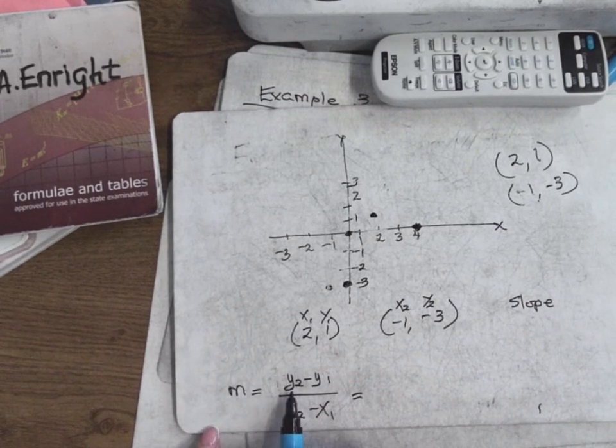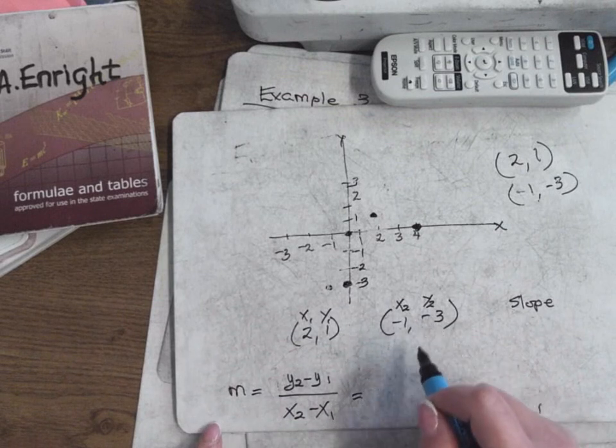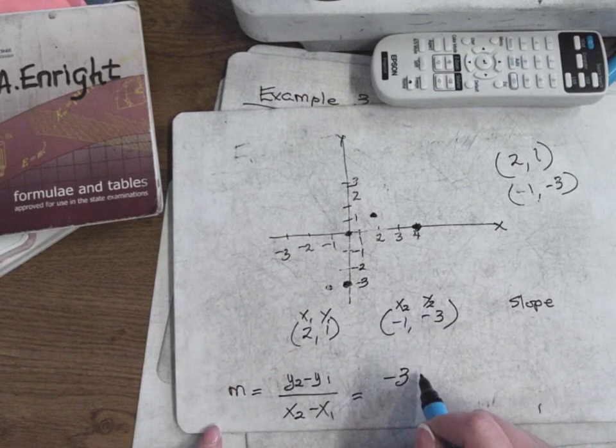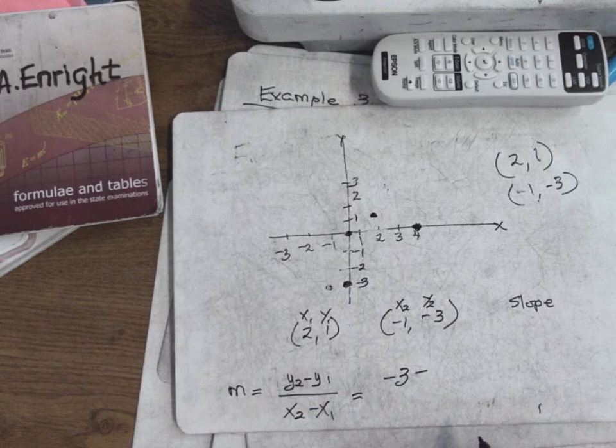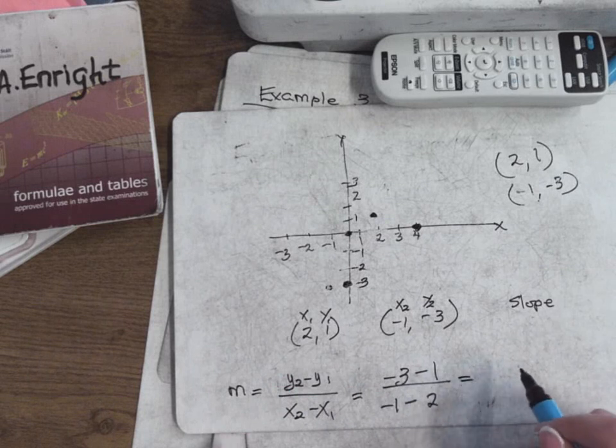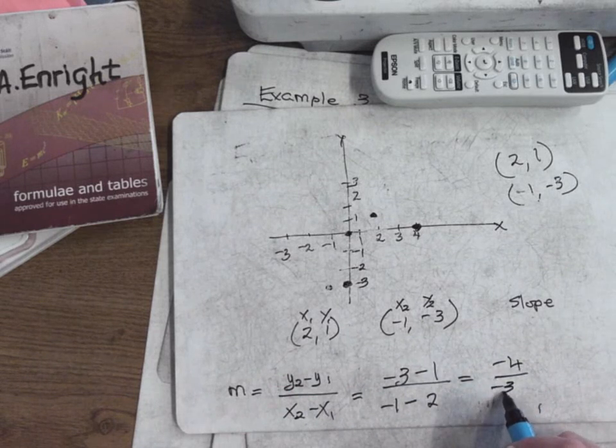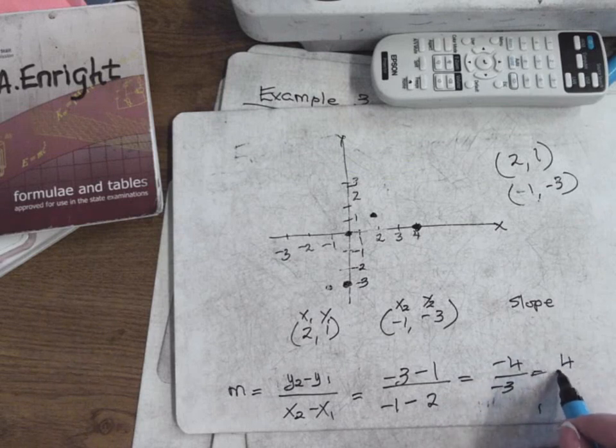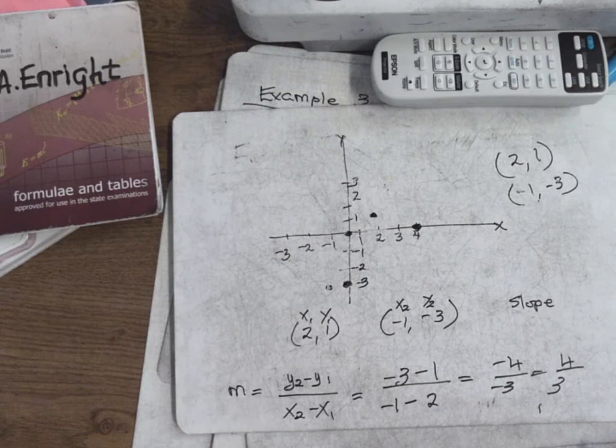Okay, fill in your formula. Y2, what's Y2? Minus 3. Then there's a minus sign. Then Y1, 1, all over X2, minus 1. Then it's a minus sign, X1, 2. Into the calculator with that and press equals, and you get minus 4 over minus 3, and the calculator will spit out a minus over a minus is a plus, so 4 over 3. That's your answer. Leave it as a top heavy fraction. Okay, is that right? Yeah.